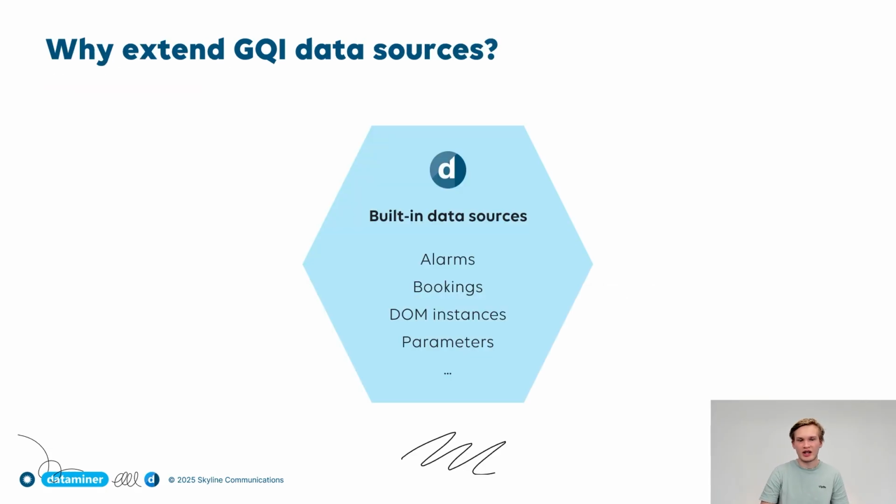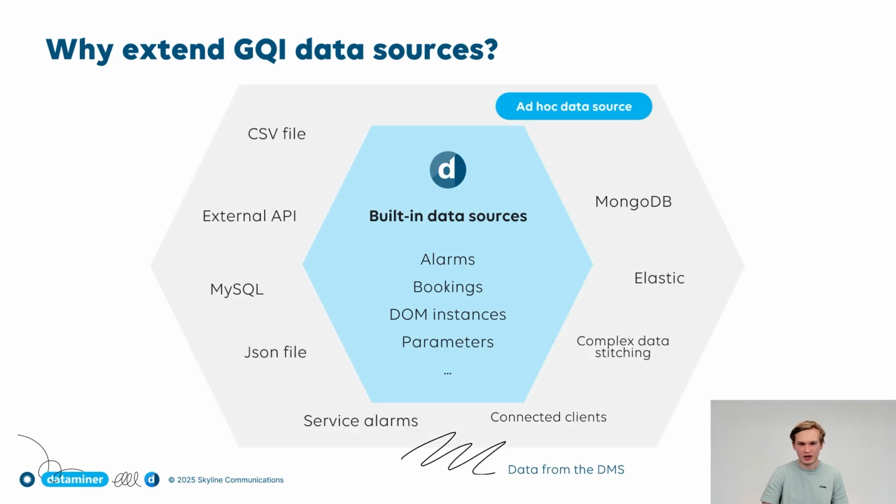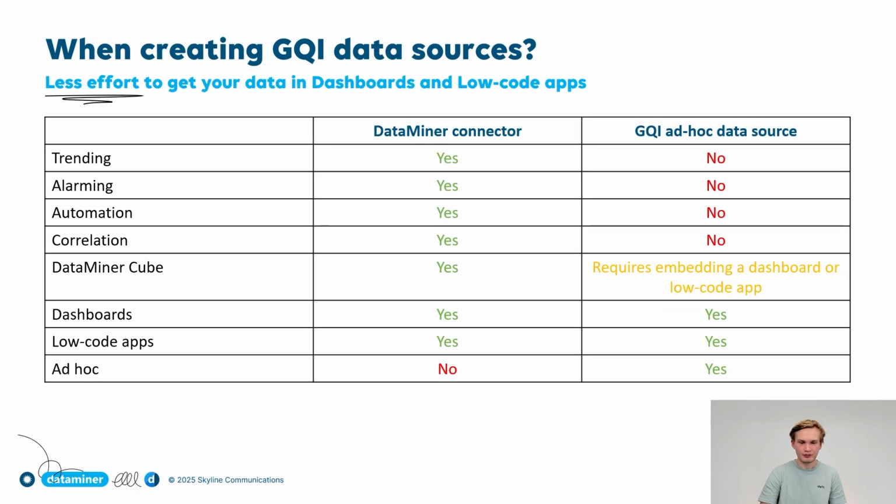So why would you extend GKI data sources? Well, we have a couple of inbuilt data sources, being, for example, elements, getting alarms, getting bookings, getting DOM data. But this might not be enough. You might want to access other DataMiner data, you might want to access another database, an API, anything you want. And that's where ad hoc data sources come in. You can access a CSV file, you can access an external API, you can access whatever you want, because it is fully user created. So whatever you can do in C#, you can do in an ad hoc data source.